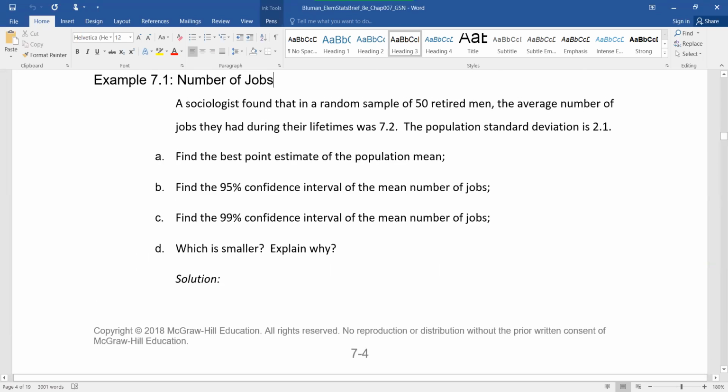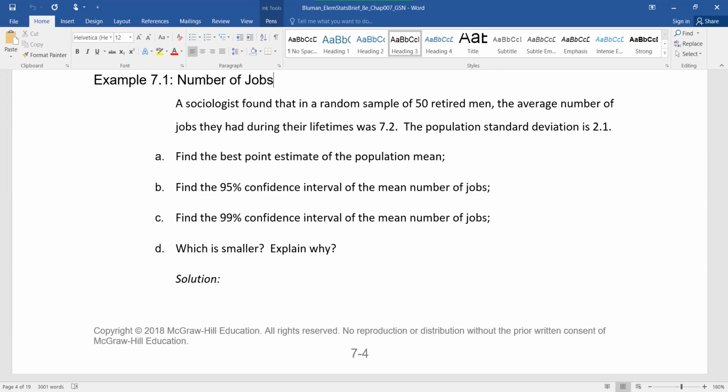All right, so example 1, it says number of jobs. A sociologist found that in a random sample of 50 retired men, the average number of jobs they had during their lifetime was 7.2. The population standard deviation is 2.1.